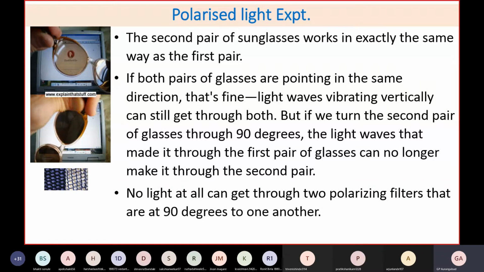Remember, this is the basic principle which is used in LCD TV. If you have two polarized filters kept exactly 90 degrees to each other, then almost all the light is blocked. That is why we say the principle of LCD is blocking the light rather than emitting the light.